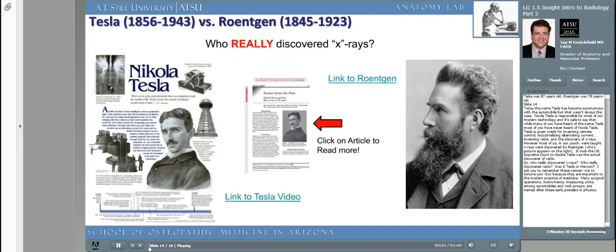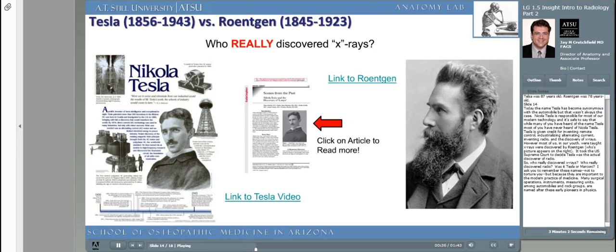Today, the name Tesla has become synonymous with the automobile, but that wasn't always the case. Nikola Tesla is responsible for most of our modern technology, and it's safe to say that while many of you have heard of the name Tesla, most of you have never heard of Nikola Tesla. Tesla is given credit for inventing remote control, industrializing alternating current, inventing radio, and the discovery of X-rays in the late 1800s. Nikola Tesla was born in 1856 and died penniless in 1943.